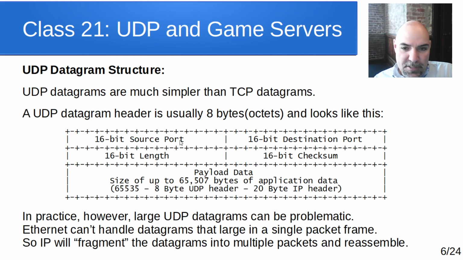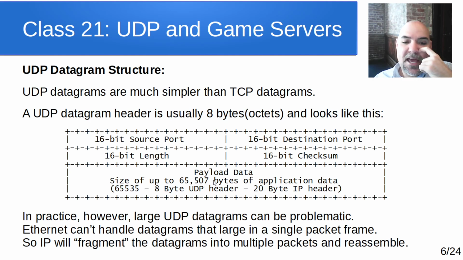It has a source port and a destination port, just like TCP did. And then it has a 16-bit length and a 16-bit checksum. And then it has this payload data here. And the payload data can have a size up to 65,507 bytes of application data.